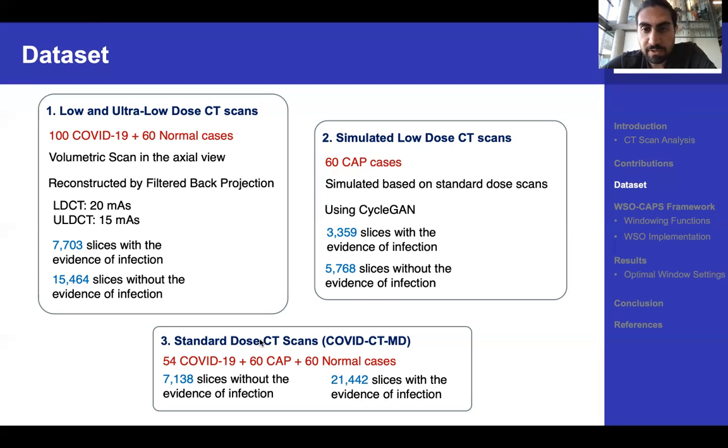And finally, to further evaluate the performance of our model, we use a dataset of CT scans acquired using standard dose imaging protocols. This dataset contains 54 COVID-19, 60 CAP, and 60 normal cases.